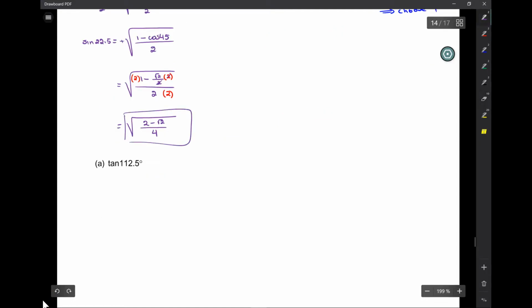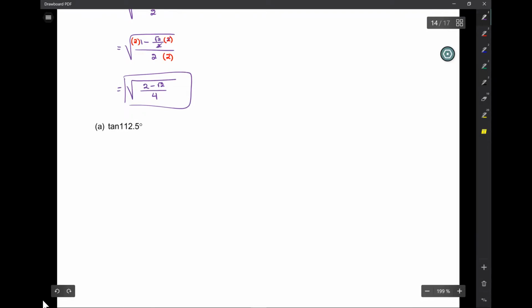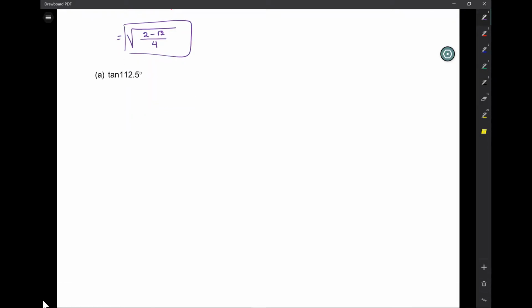Next one, we have tangent of 112.5. Again, there is a 0.5. That's a dead giveaway. So 112.5 is half of what angle? What is that the half of? 225. Okay? So that's going to be your angle theta.